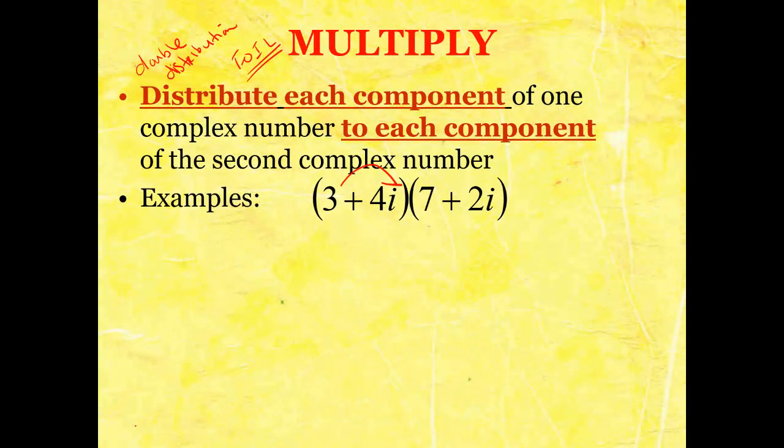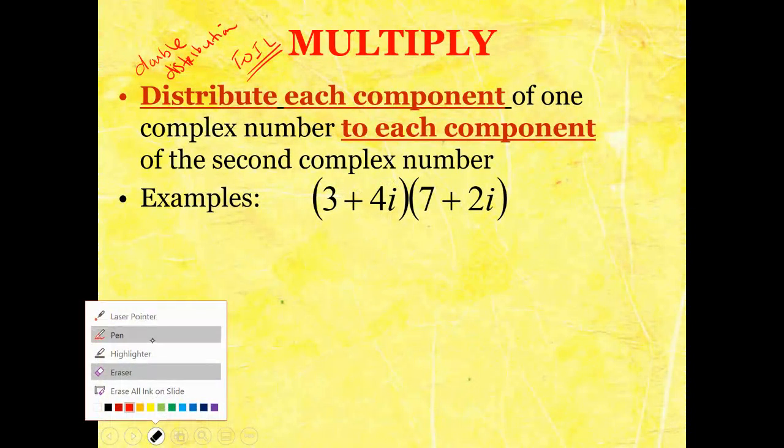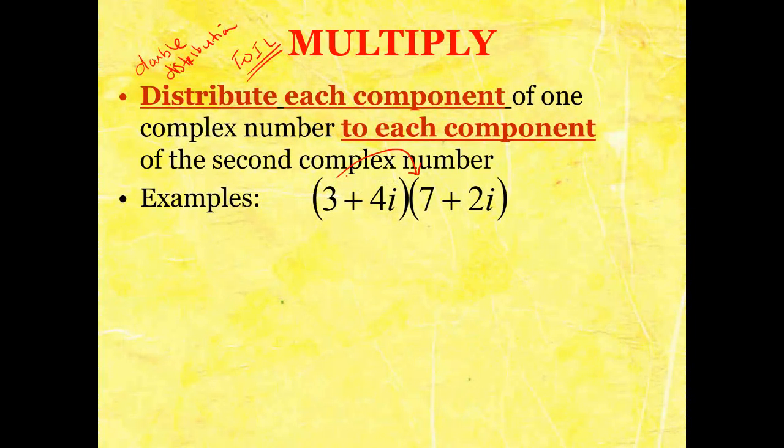I have to distribute this 3 to both parts and distribute the 4i to both parts. Double distribution. So for this first one, I'm going to end up with 3 times 7 is 21. 3 times 2i is going to be plus 6i. 4i times 7 is going to be plus 28i. 4i times 2i is going to be plus 8i squared.